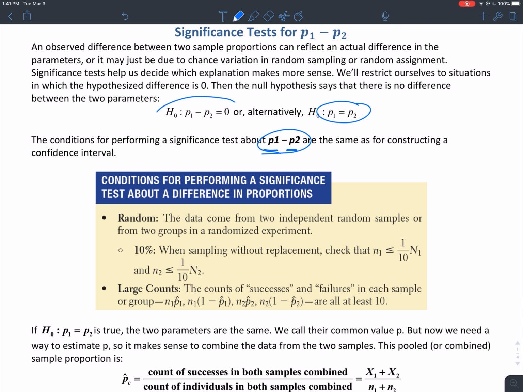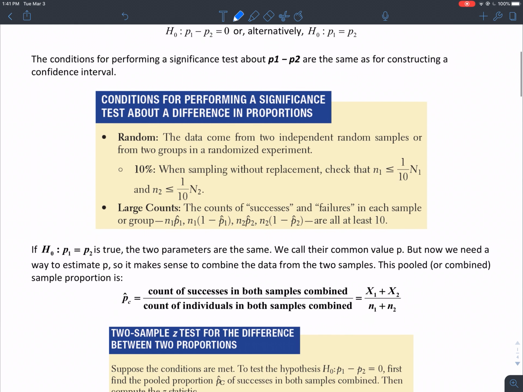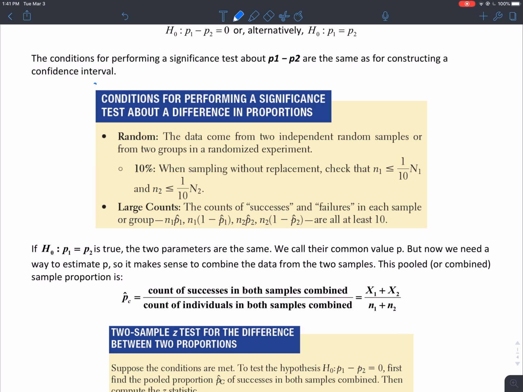This is the way we write it. If you subtract them, you get 0. So please remember, you never write p hat as your hypotheses. We're always testing a claim about population parameters, population proportions. So let's talk about how I can do my test and check conditions.